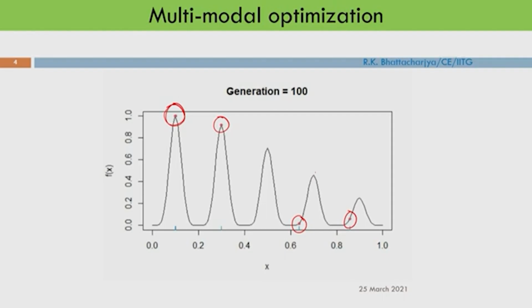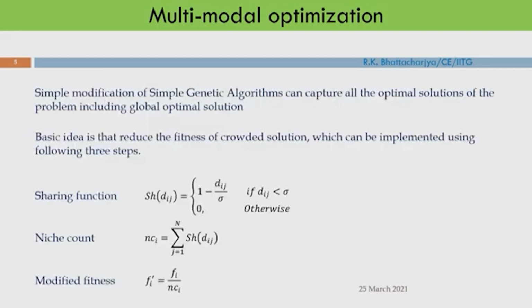Therefore, if we can modify our simple genetic algorithm and obtain the other local optimal solutions, then I can take a decision about the applicability of the optimal solution. Now, what can I do? A simple modification of the simple genetic algorithm, SGA, can capture all the optimal solutions of the problem, including the global optimal solution. So, this is what I will explain here, with a simple modification of the SGA.